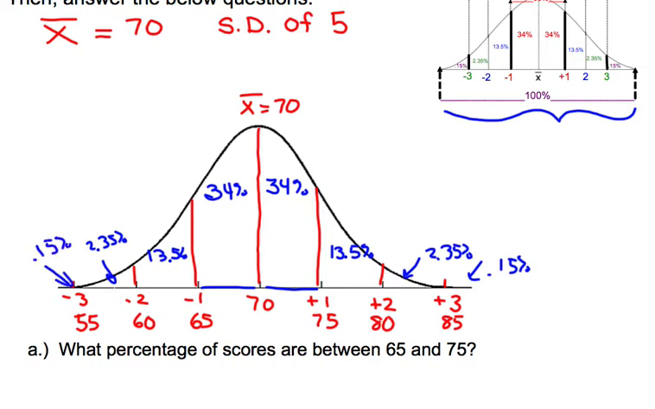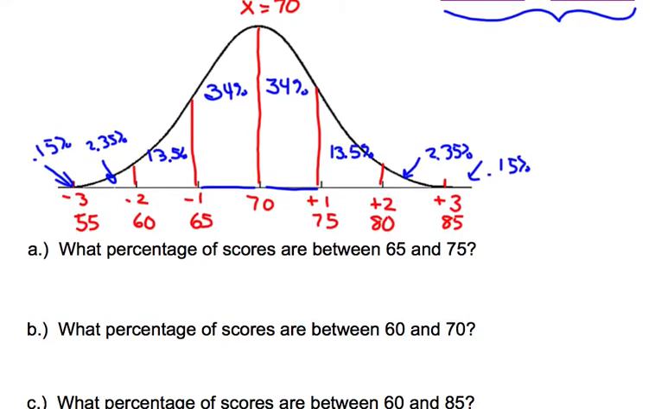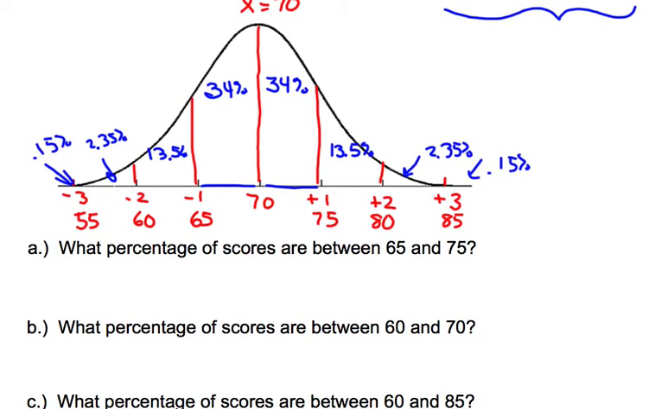All right, let's go ahead and answer some questions with this distribution. What percentage of scores are in between 65 and 75? So if we look at, here is 65 and here's 75. So we add 34% and 34%. So 34 plus 34 is 68%. So 68% of the scores fall between 65 and 75.